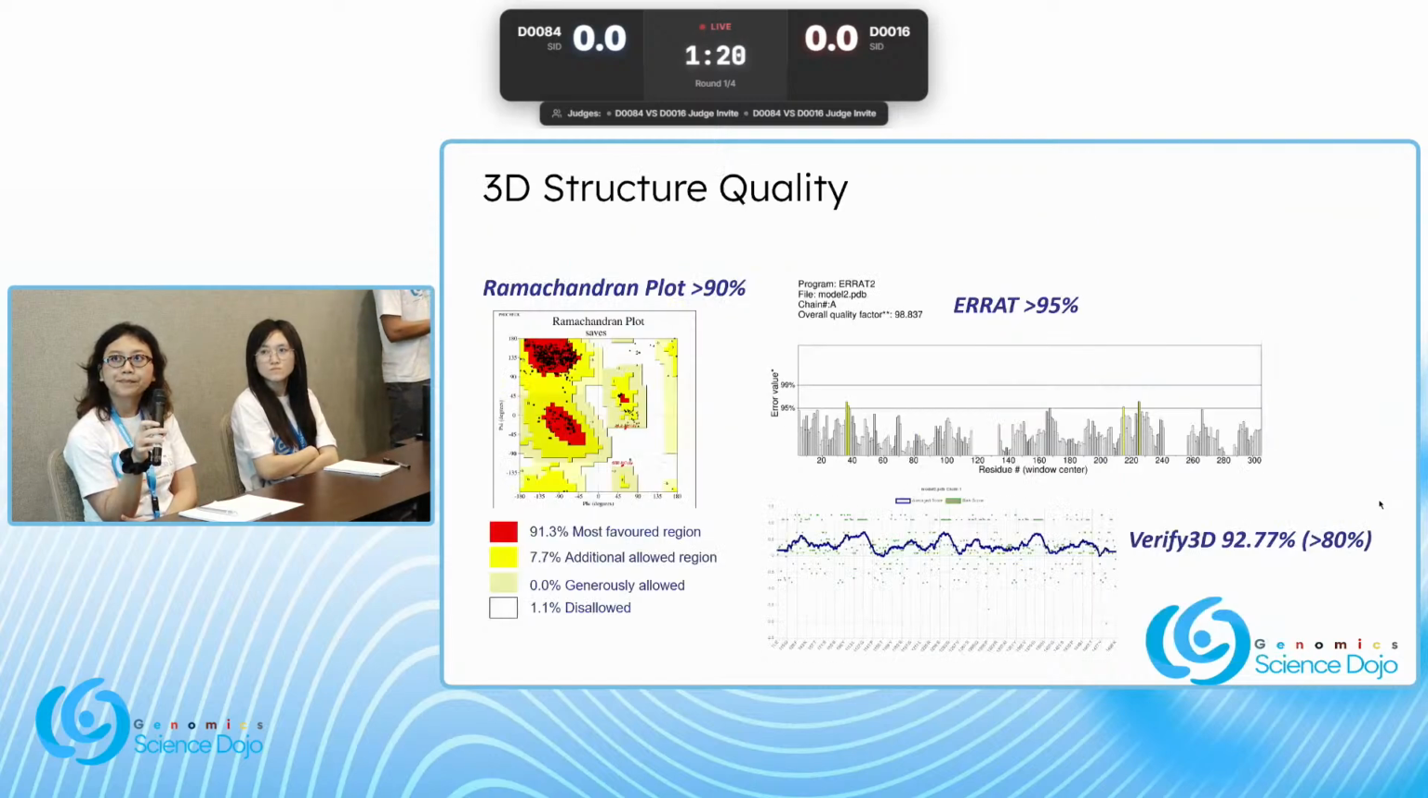And this is the 3D structure quality, where we did several tests to ensure that our construct is well designed. And all of these scores, all of these plots show scores above 80 or even 90%.